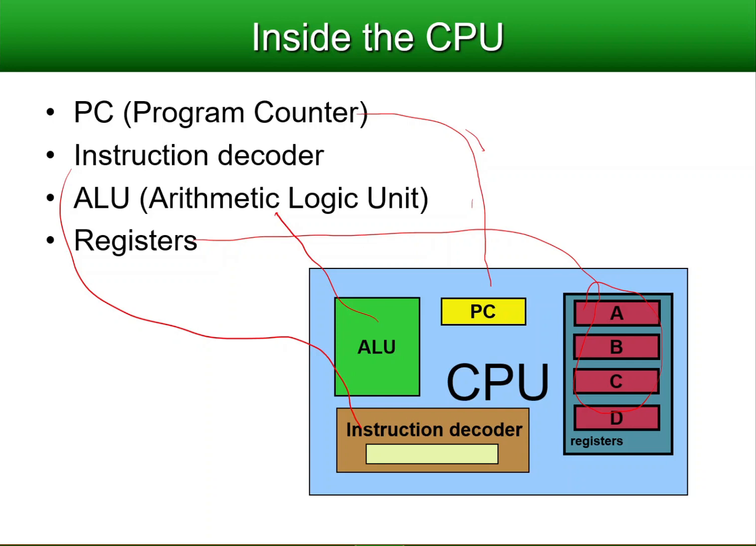A program counter, which you can see right here, tells us which instruction it is going to receive next. Then we have our instruction decoder, which receives that information and decodes it to understand the task. Then we have our ALU, which is short for arithmetic logic unit, which performs different operations. And we have our registers, which are our fourth and final component. Registers are basically used for storage.